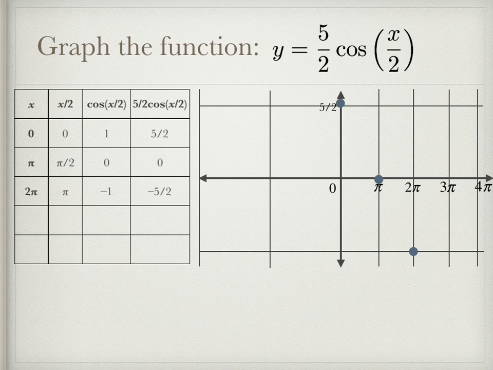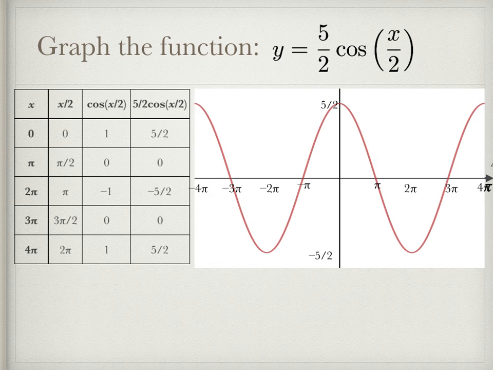Now we'll move on to 3 pi as my input value. Divide that by 2. Cosine of 3 pi over 2 is 0. 0 times anything is 0. So the point I'll plot is 3 pi, comma, 0. And my last input value here to complete one period of this function is 4 pi. I'll divide that by 2 to get 2 pi. Cosine of 2 pi, according to my unit circle, is 1. And 1 times 5/2 is 5/2. So the point 4 pi, comma, 5/2 is plotted. One complete period is there. Cosine curve starts high and ends high, so we'll continue this.